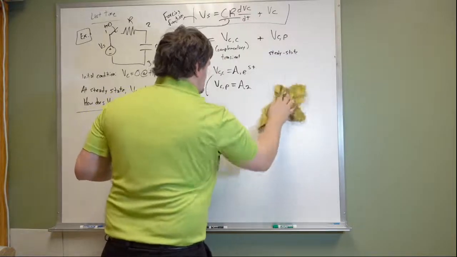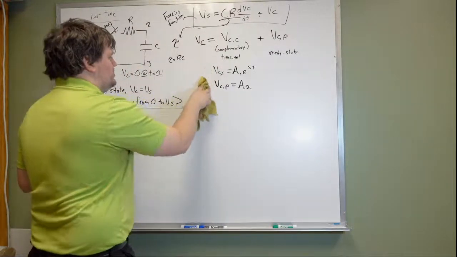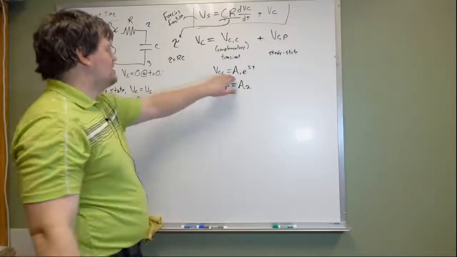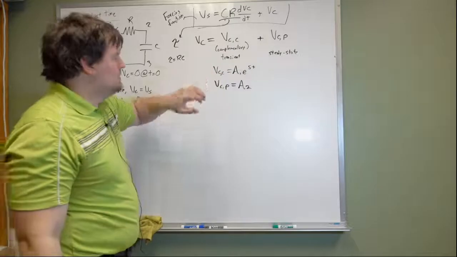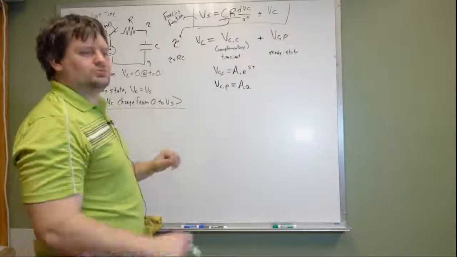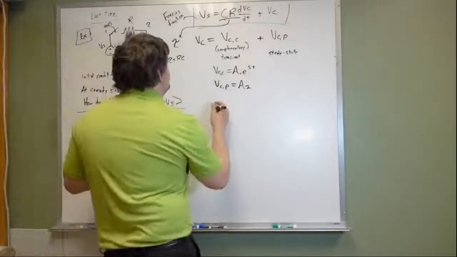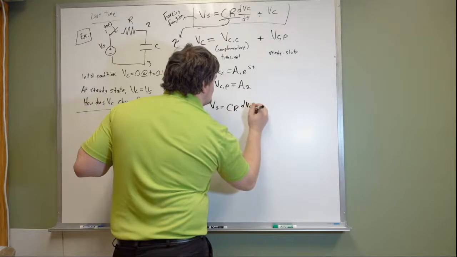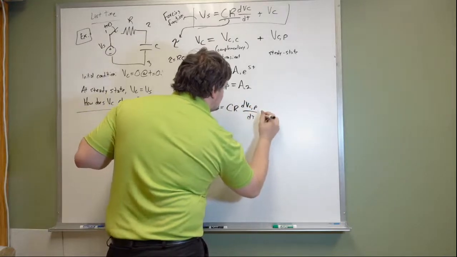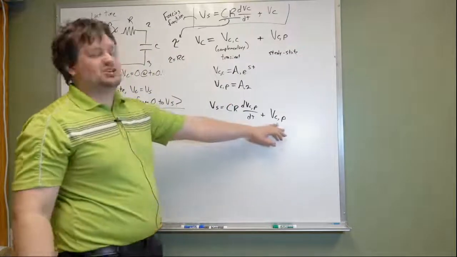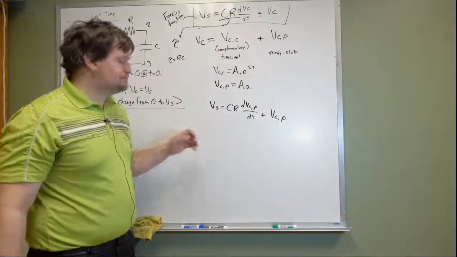Now we still have 2 more. What I did to solve for S was plug this into the homogeneous equation. What I'm going to do this time is plug this into the original equation and see what happens. Okay, so Vs is equal to CR dVcp/dt plus Vcp. So we're plugging the particular solution into the full equation.